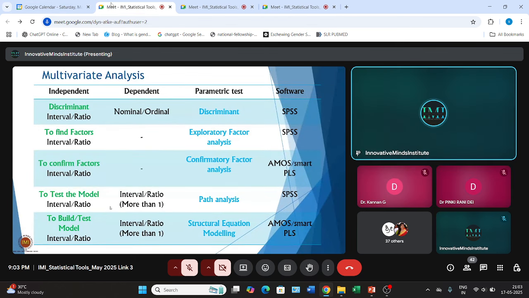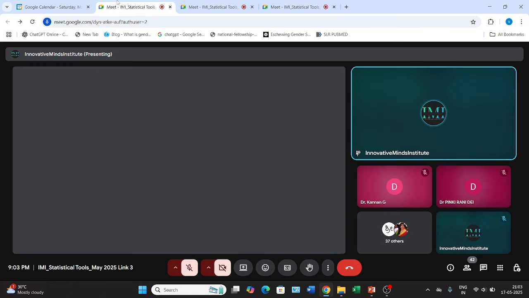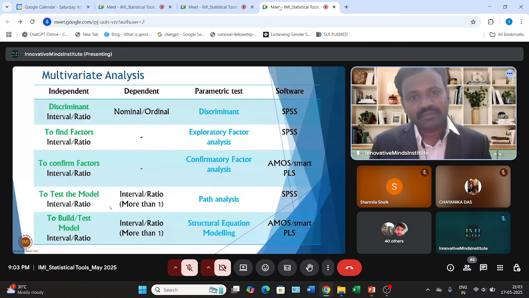You can do it, but to test the model you have to do regression at different times, multiple times. I'm not saying that multiple regression is different. Simple regression means one dependent, then simple regression. Multiple independent variables, only one dependent variable, then you can go ahead with multiple regression. But path analysis means you can do regression multiple times. People do this for running path analysis in SPSS. Don't make it complicated. Better you go ahead with path analysis in AMOS or Smart PLS.